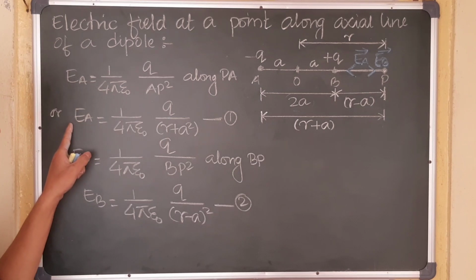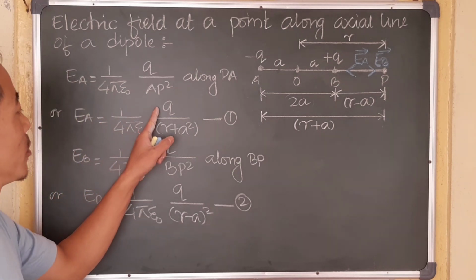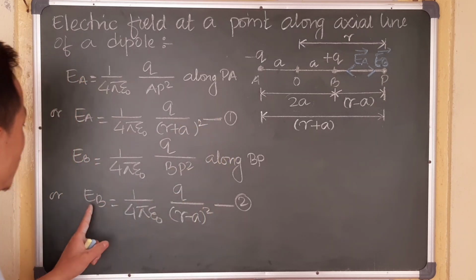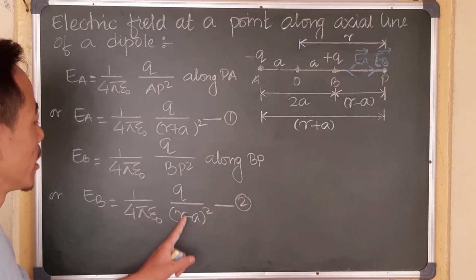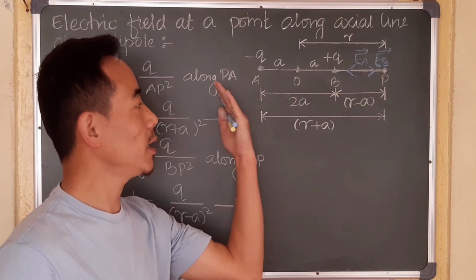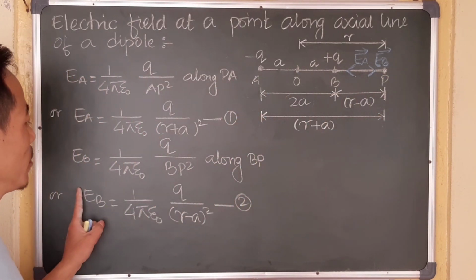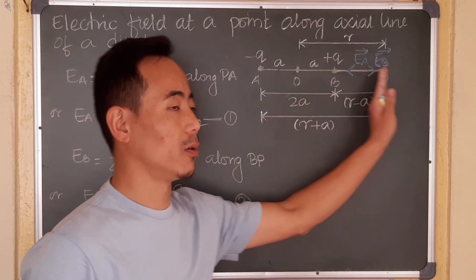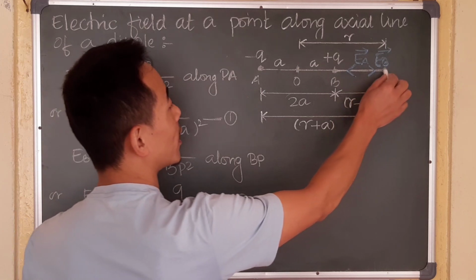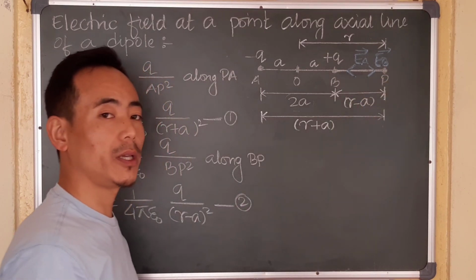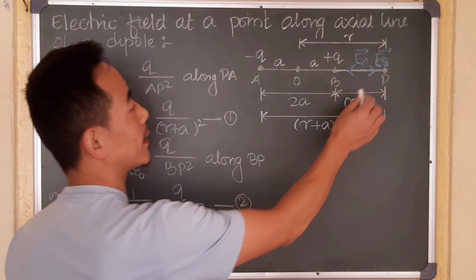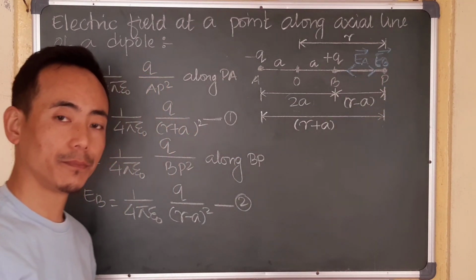So we got two equations: EA is 1 by 4 pi epsilon naught Q divided by (R plus A) whole square, and EB is equal to 1 by 4 pi epsilon naught Q divided by (R minus A) whole square. The direction of EA is along PA towards the charge, and the direction of EB is along BP, that is away from the charge. So now we can find out the total electric field at P due to the dipole as a whole.